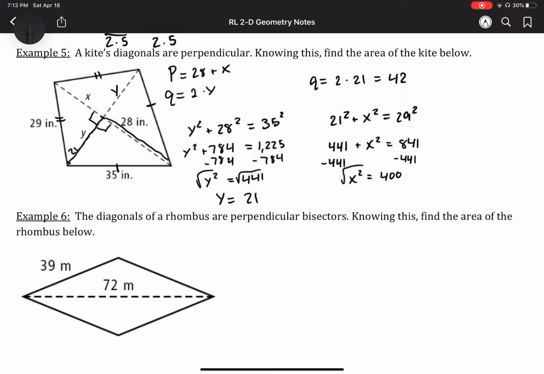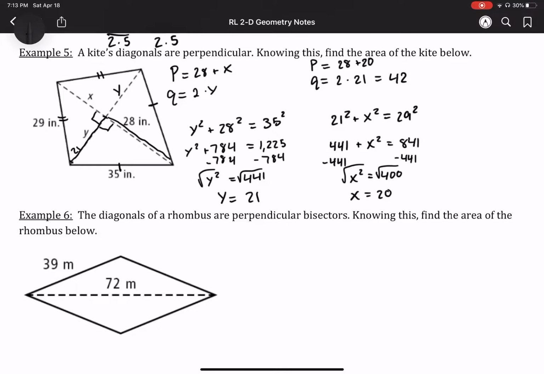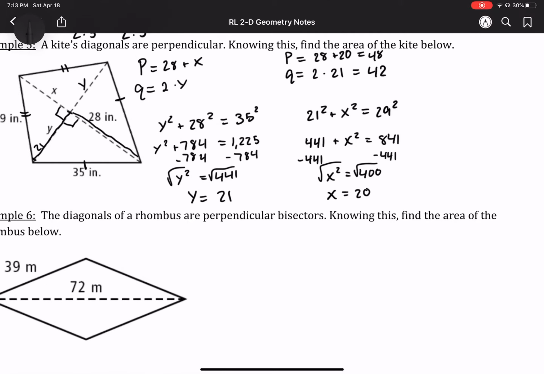When you take the square root of both sides, that leaves you with x is equal to 20. So now I know in my diagonal formula, I have p is equal to 28 plus x. Well, now I know that x is 20. So that means that my total diagonal p is going to equal 28 plus 20, which happens to be equal to 48.